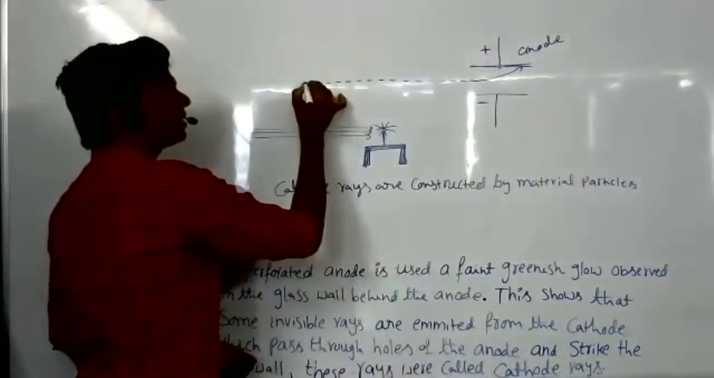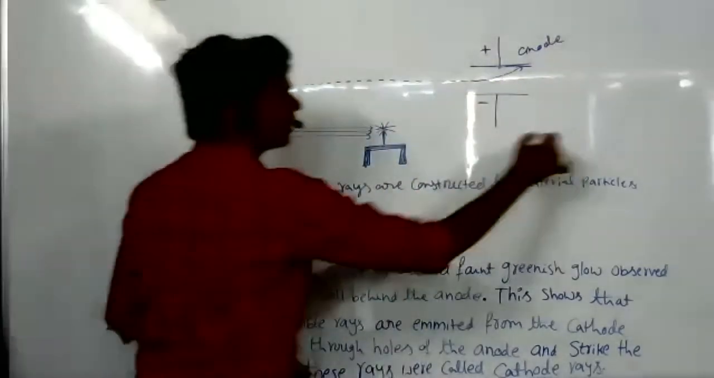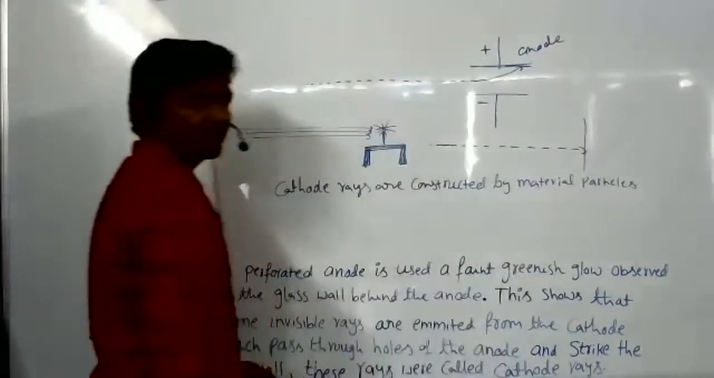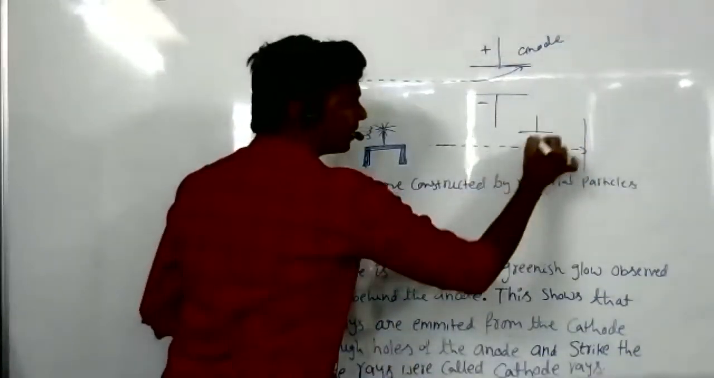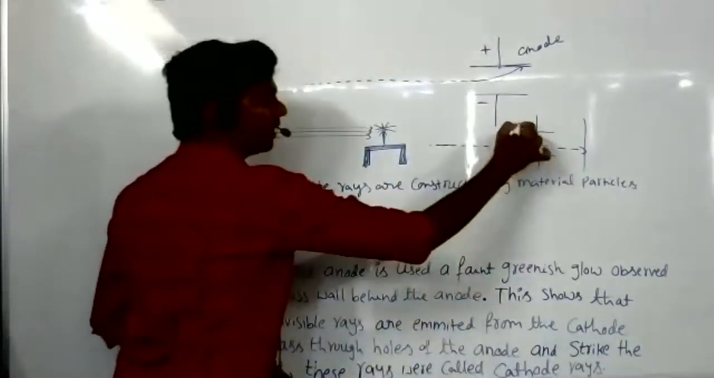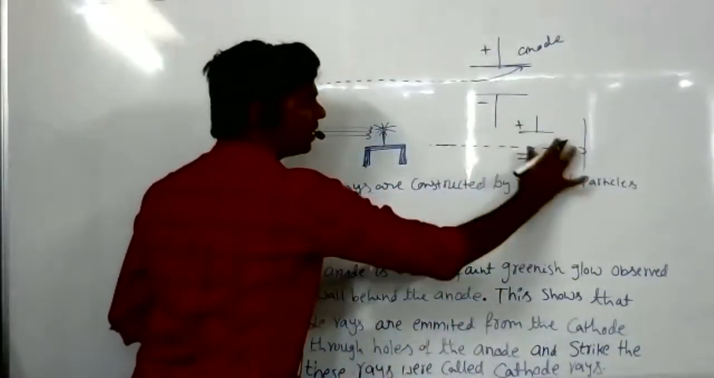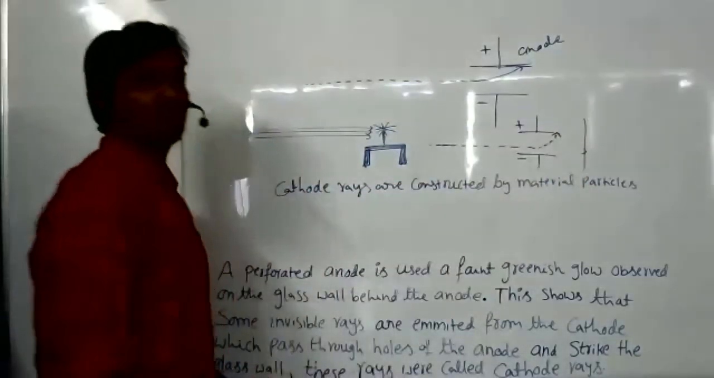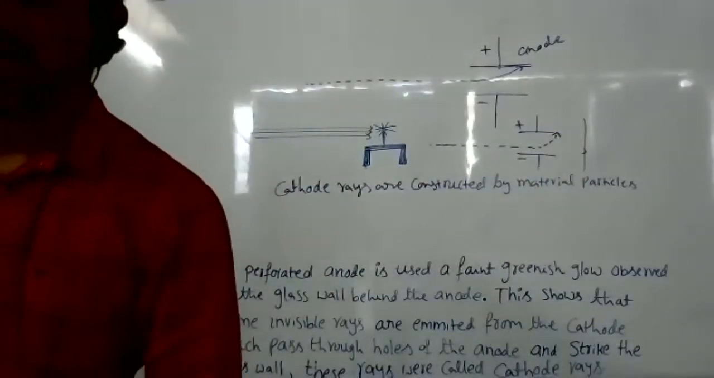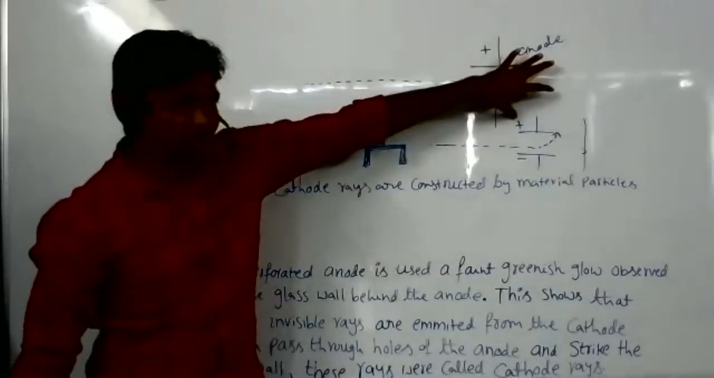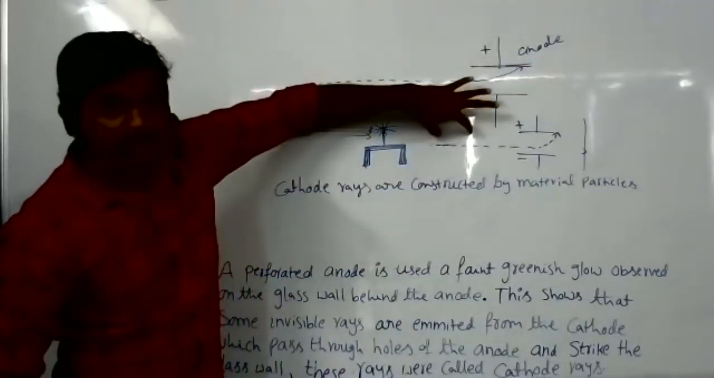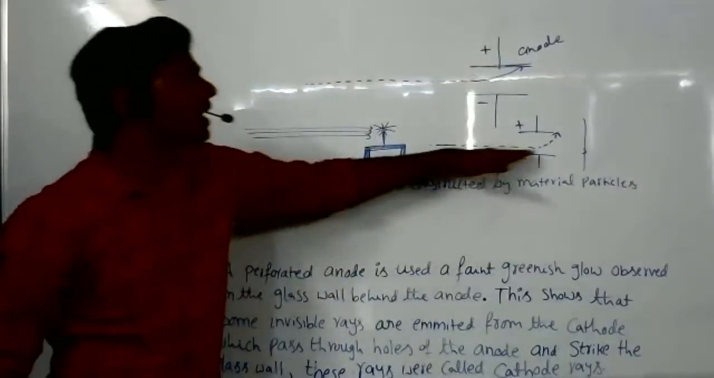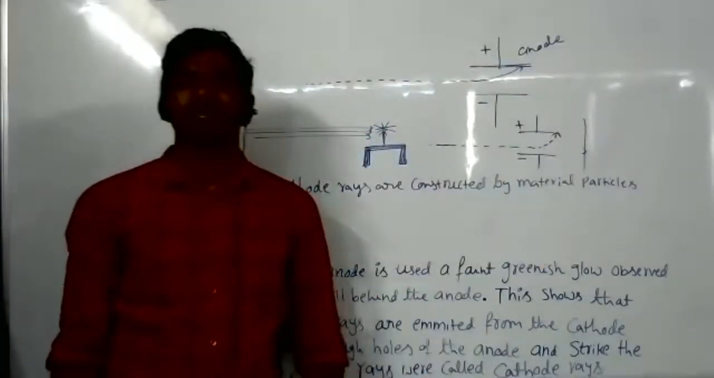Suppose there is no electric field. When you allow the cathode rays, they strike this obstacle here. But when you place an electric field here, the cathode rays move towards the anode plate side, deflected towards the anode plate side. This indicates the cathode rays have some particles, and those particles carry negative charge. That's why they are attracted towards the positive plate side.